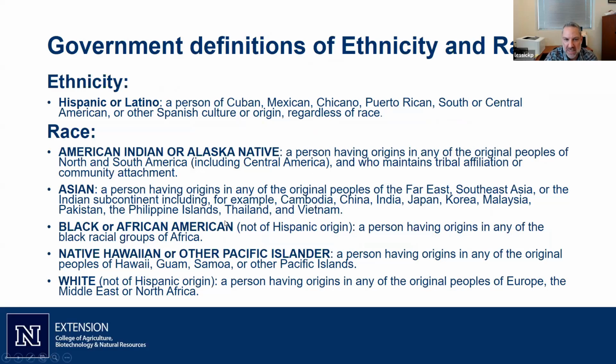So here they are broken down. I use the example of a Pakistani individual or someone from Turkey. This is all broken down here on what is considered African American, what is considered Native Hawaiian or other Pacific Islanders, what is considered white. And the ethnicity and race, this is how it's broken down. So I'm going to stop here because it looks like I have some questions here.